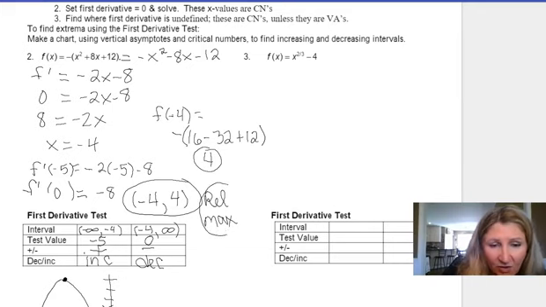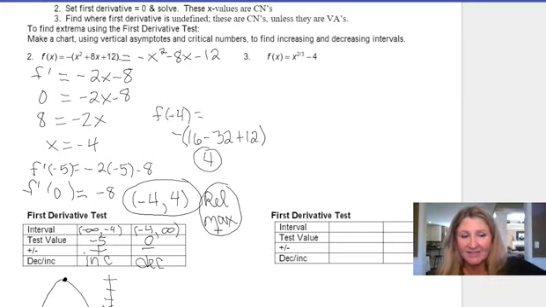We could also call it an absolute max on this problem because that function doesn't have any other extrema, so it's not like it could turn up or anything. It's got to always be going down at the ends because it's a parabola.